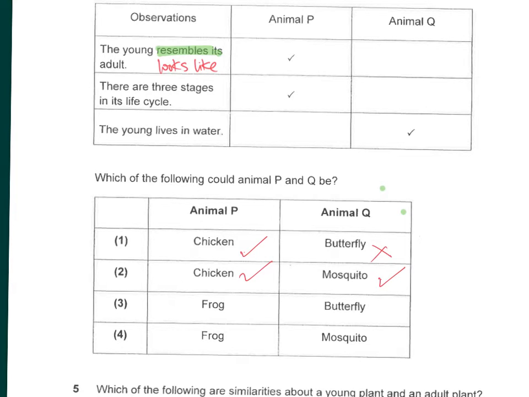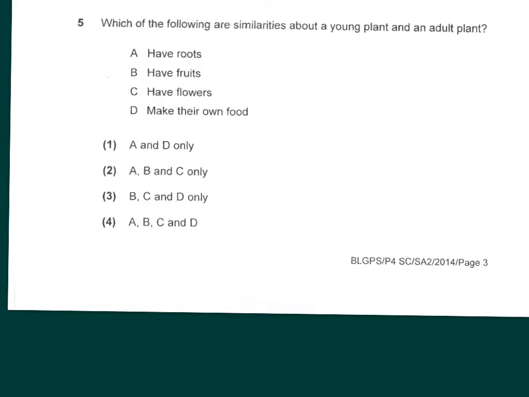So I think we can stop the discussion here. Answer has to be option 2. Question 5. Which of the following are similarities about a young plant and an adult plant?